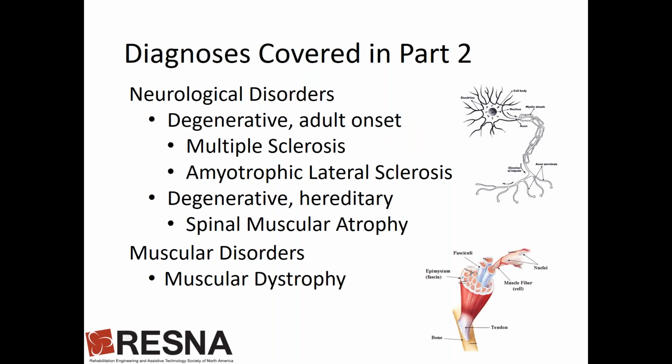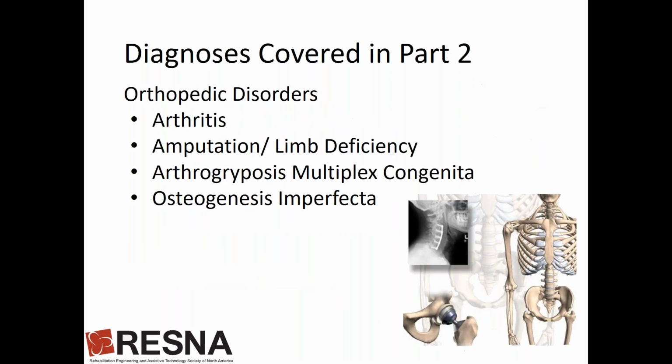So in part 2, we are going to go over neurological disorders that are more degenerative in nature, and then we're going to go over muscular disorders. We're also going to look at some orthopedic disorders and go into how those present.